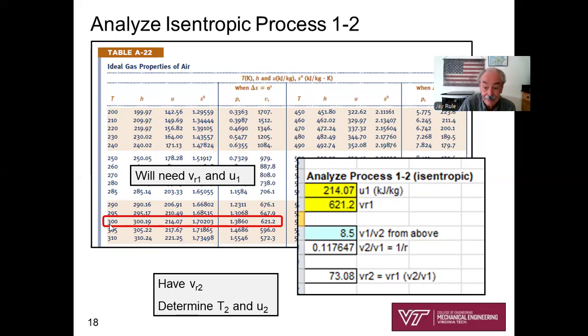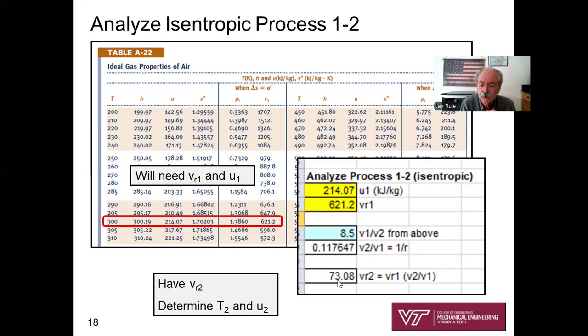So I'm going to go to my table, A22, and I'm going to write down, and looking ahead, I'm going to use the first law. This is a thermo class. I'm going to be using the first law. So I'm going to write down U1 and VR1 from the table: 214.07 kilojoules per kilogram, VR1, 621.2. V1 over V2 is 8.5, given, compression ratio. V2 over V1 is 1 over 8.5. And so I'm going to solve for VR2. It's the number 73.08. Goody, yay.